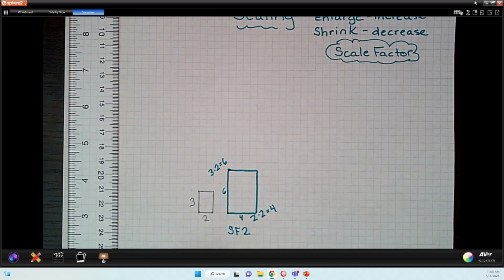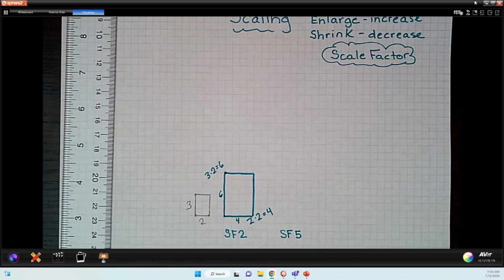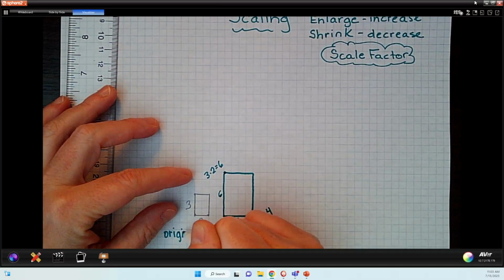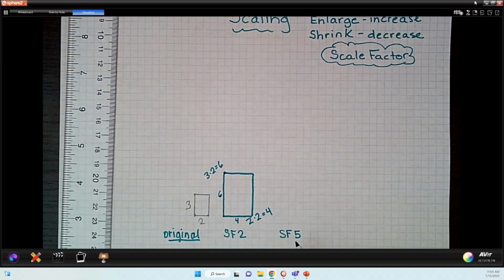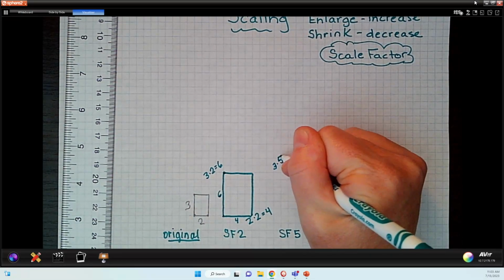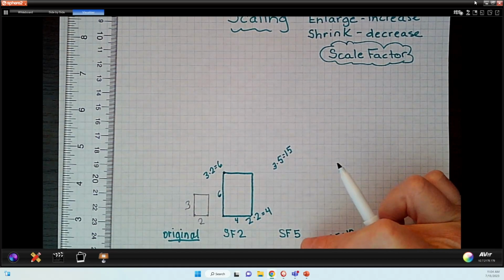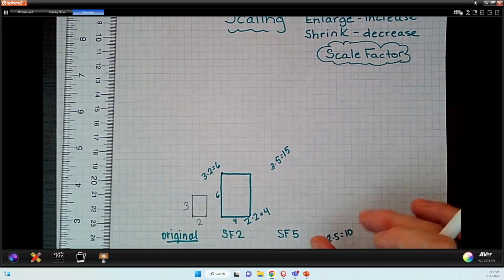Now your scale factor, like I said, can be any number. Let's skip a couple and do a scale factor of 5. A scale factor of 5 means I'm going to take the original. Again, this one is the original, so I might even code it as the original so I don't forget. And this time I want to use a scale factor of 5. So I'm taking my original image and I'm going to do 3 times 5, which is 15, and 2 times 5, which is 10. So my scale factor of 5 copy would have a height or length of 15 and a width of 10.